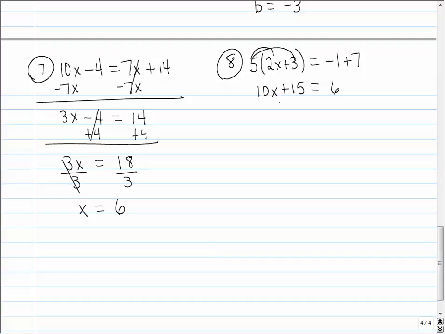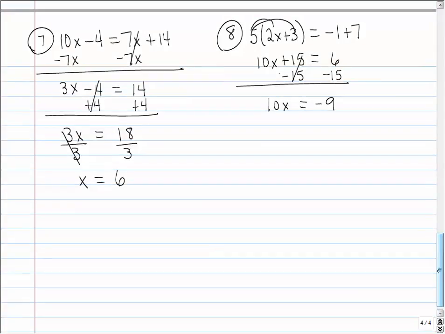The next step is to get the 10x by itself. So subtract 15 from each side. And you get 10x equals negative 9. And then you divide each side by what's in front of x. So x is equal to, and this one's just going to be a fraction because you can't simplify negative 9/10. So the answer there would just be negative 9/10.